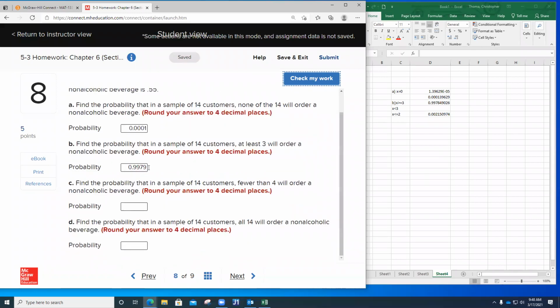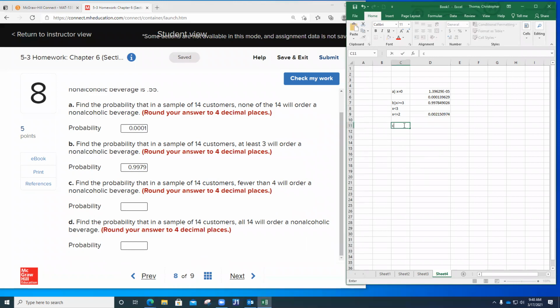So for the last two, I'll just work with the fewer than 4. So C, I'll let you work through these. Fewer than 4 would be X is less than 4, or X is less than or equal to 3. So now it is in the right format, so you can put that one in. Find the probability the sample is all. So D would be X equals 14.